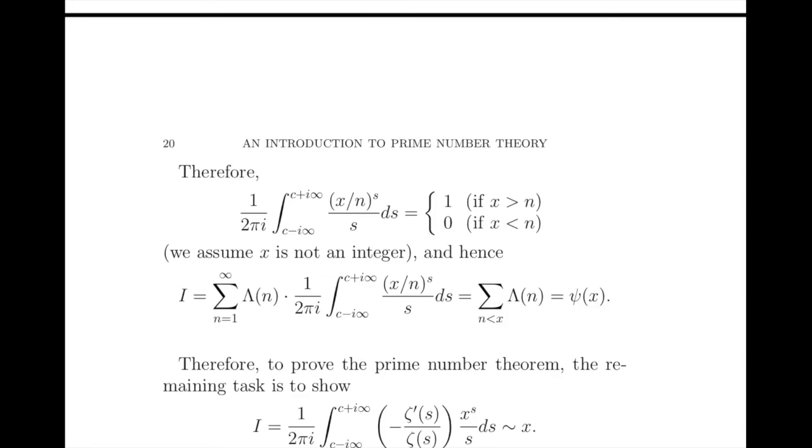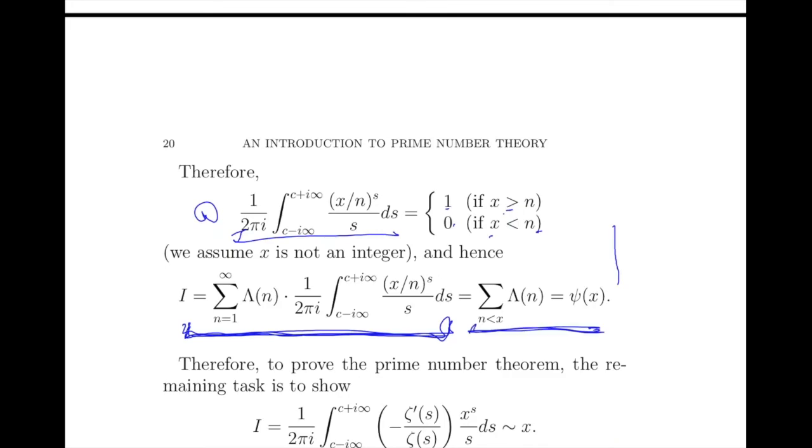So our integral is simply 1 when n is less than x, and 0 when n is larger than x. So our quantity is simply this one. Only when n is less than x is this integral equal to 1, so Lambda(n) remains. So this is exactly psi(x). So we now know that I is just equal to psi(x).